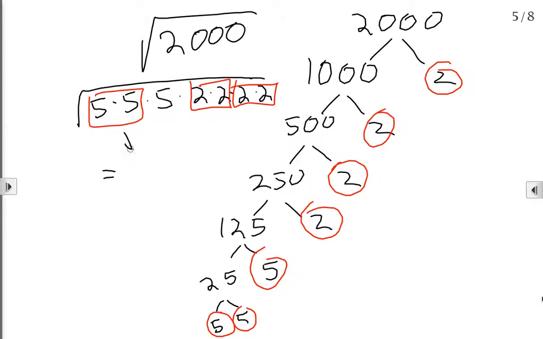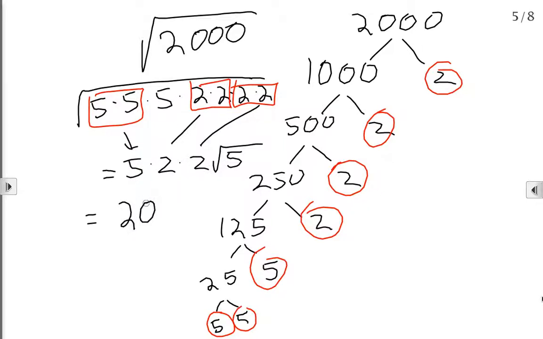So for these 5s, we're going to bring one out. For these 2s, we're going to bring one out. For these 2s, we're going to bring one out. And the only thing that stays in the square root is this 5 right here that's all alone. And now we just simplify the outside. 5 times 2 is 10. 10 times 2 is 20. And then we have the square root of 5.